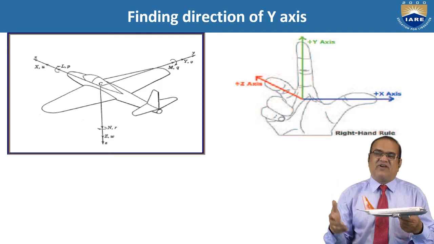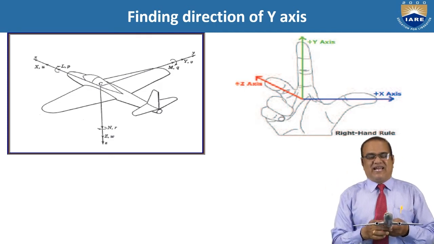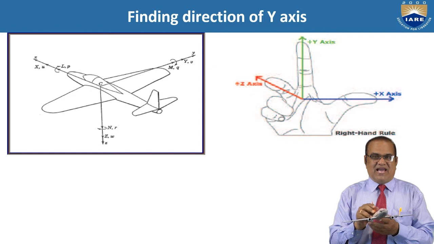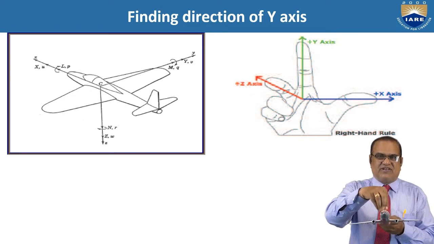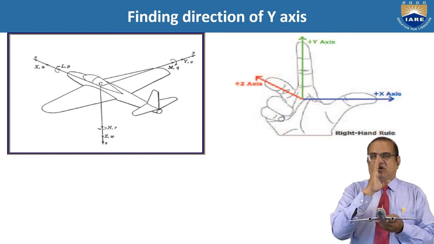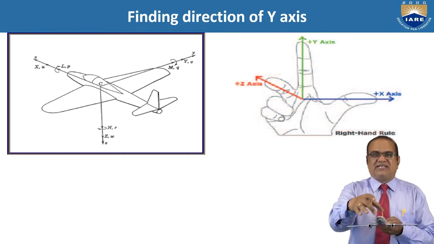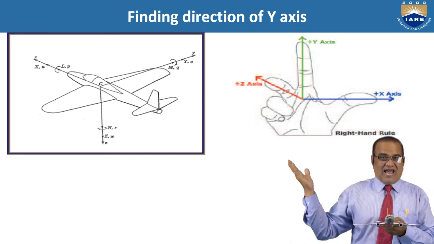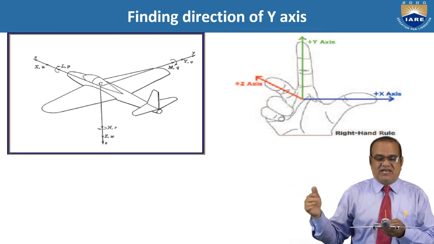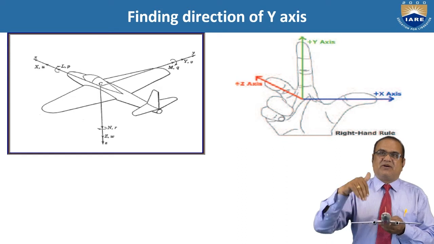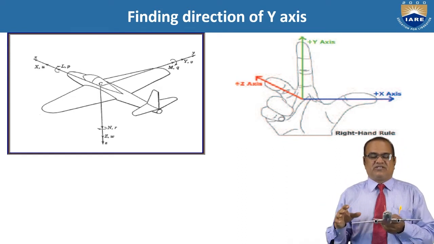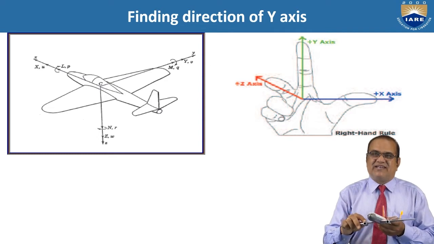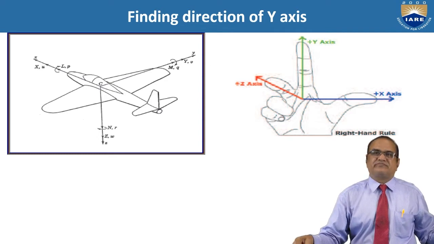Another way we have to understand it: if you are the pilot and you are sitting at the aircraft center of gravity, towards your nose it is plus x, towards your right hand it is plus y, and towards the bottom is your plus z. So in this way we have to understand the direction.